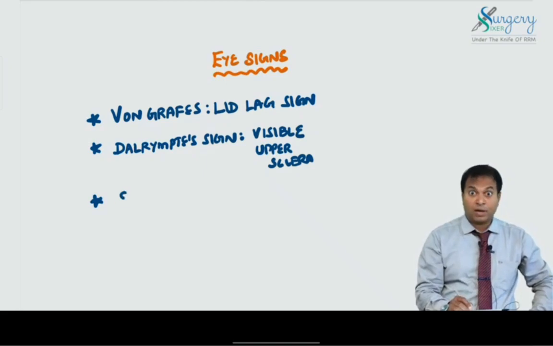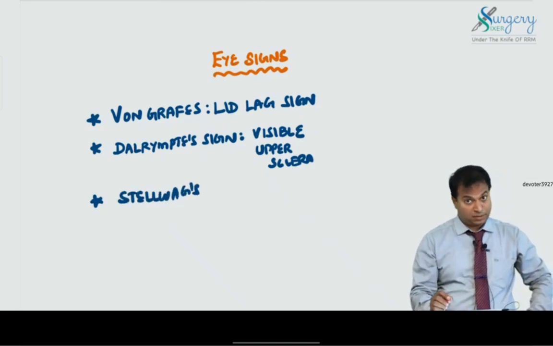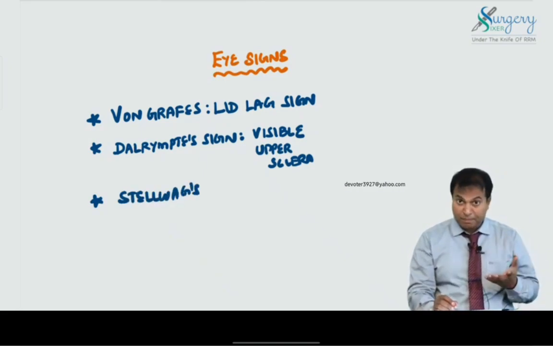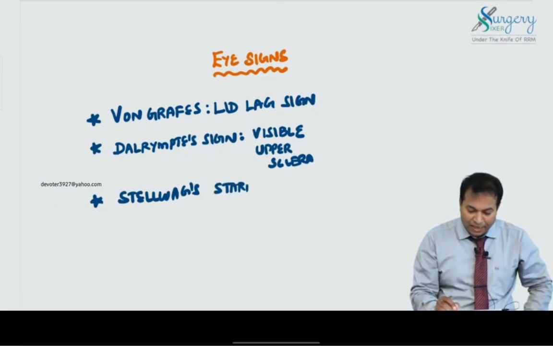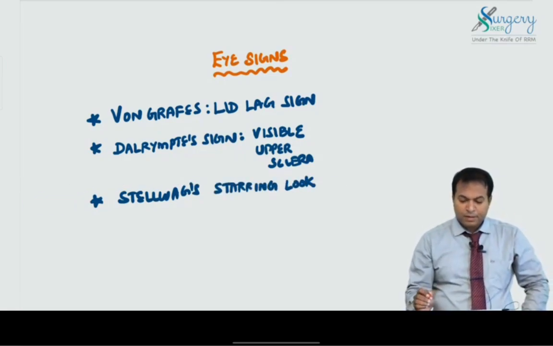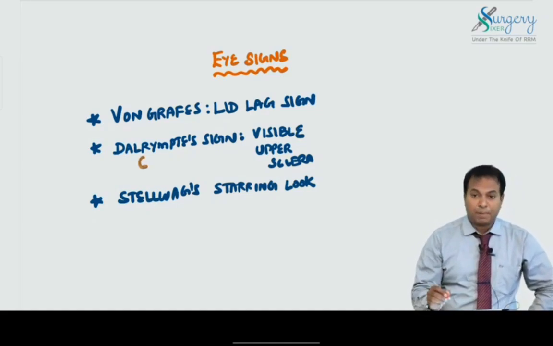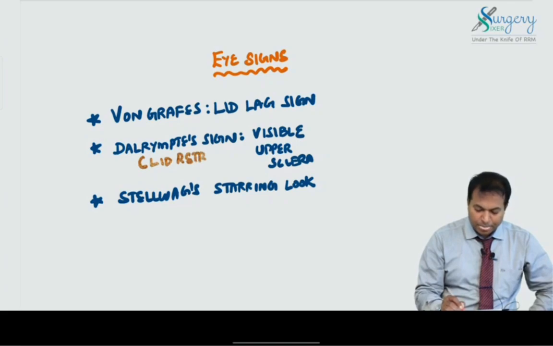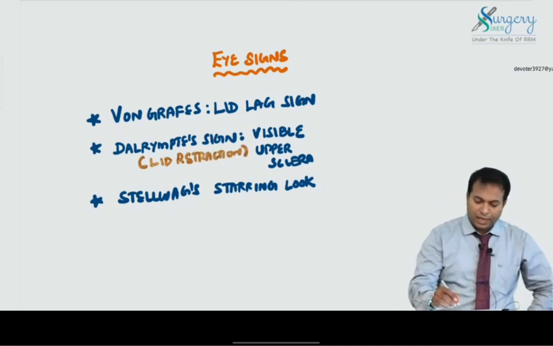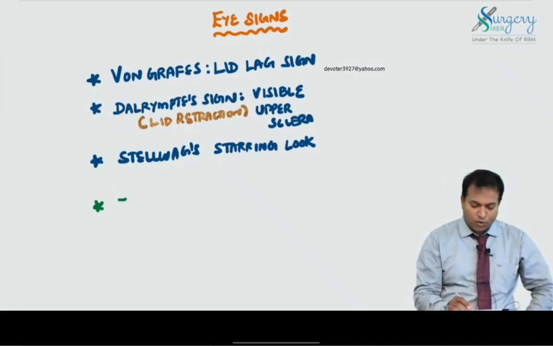Then Stellwag's sign, the staring look. The patient will be staring at you like this. He is simply seeing you, but he looks as if he is staring at you. Stellwag's staring look sign. Dalrymple is visible upper sclera. Stellwag's staring look. We can also call Dalrymple's and Stellwag's the lid retraction sign.